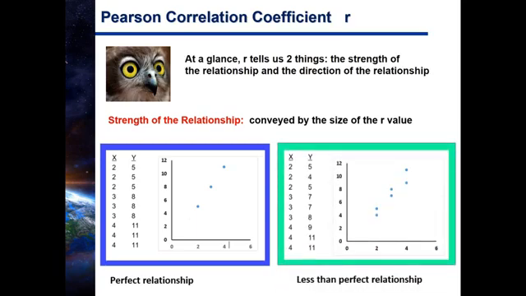Here's one that is less than perfect. Now, we could still draw a straight line, and a straight line would be a good way of describing this data, right? We can sort of see where a line could be drawn, and although there's some scatter off the line, I can easily visualize a straight line going through this data set. But now look at what's happening.